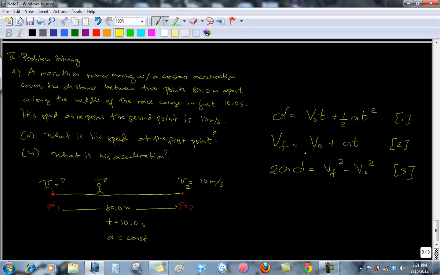So to get the acceleration, we'll be using the final velocity. This is a somewhat difficult problem. His speed as he passes the second point is 10 meters per second. That's V final, known to be 10.